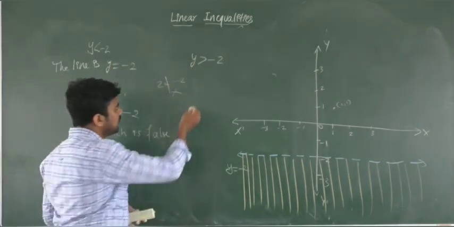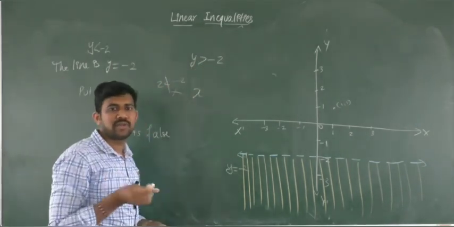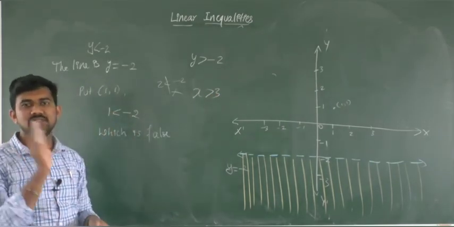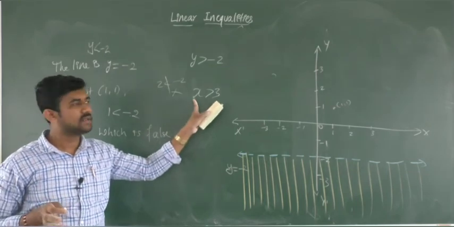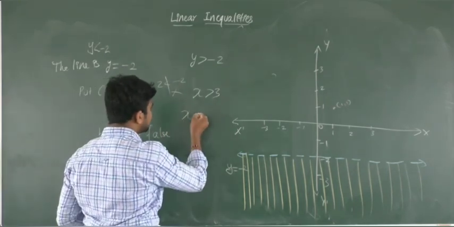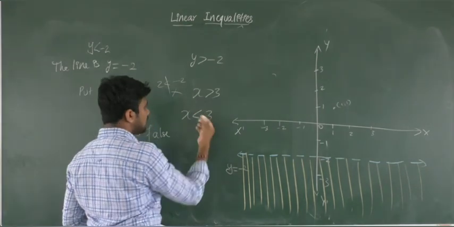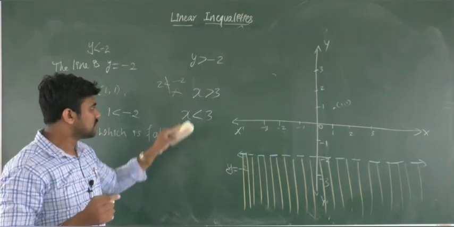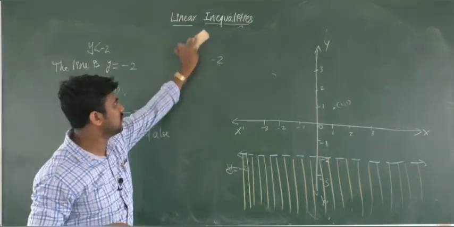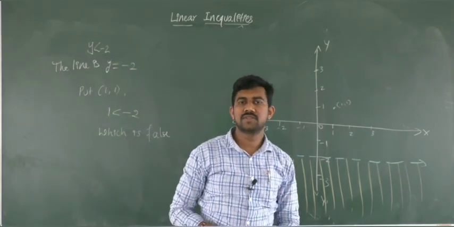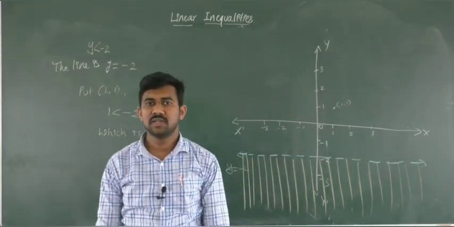If you have x, like the first question you did, x greater than 3, in this case the right side is the solution region, because for a vertical line the solution region is the right side. But if you have x less than 3, then the left side will be the solution region. You can check that. So that is one thing you should notice while drawing the solution region. I hope you understood this class.